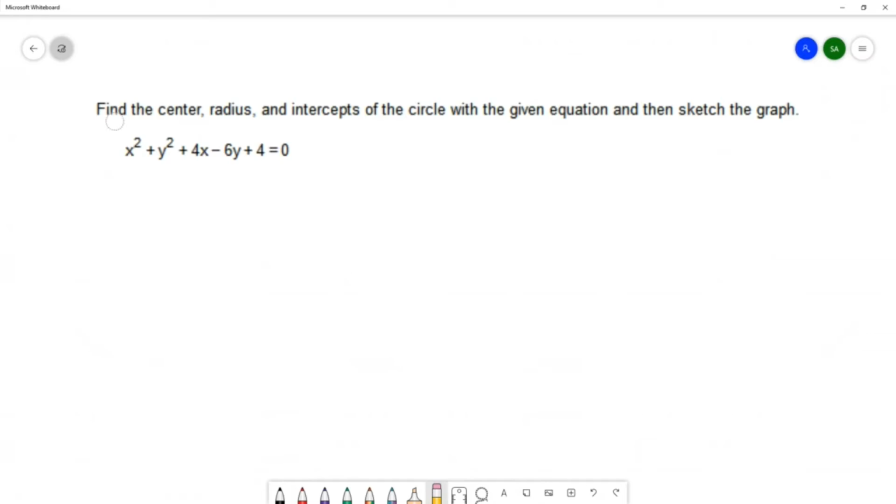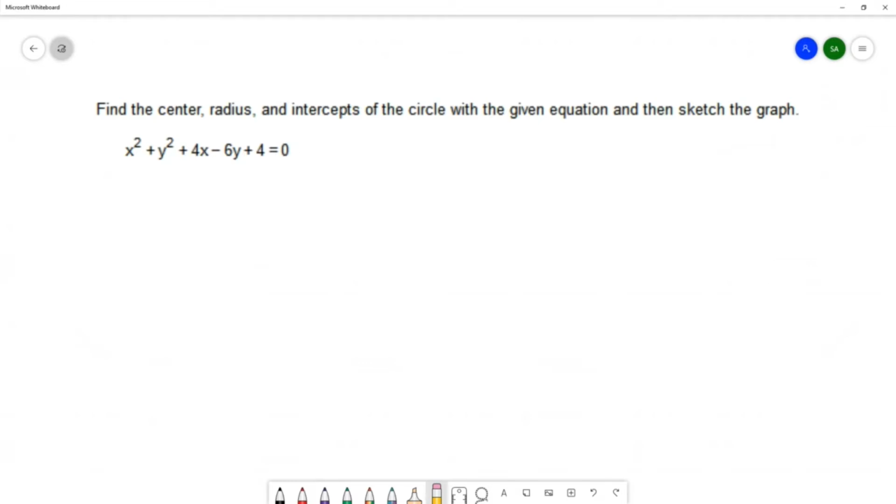For this question, we're going to find the center, the radius, and the intercepts of the circle with the given equation and then sketch the graph. The equation that we're given is x squared plus y squared plus 4x minus 6y plus 4 equals 0.